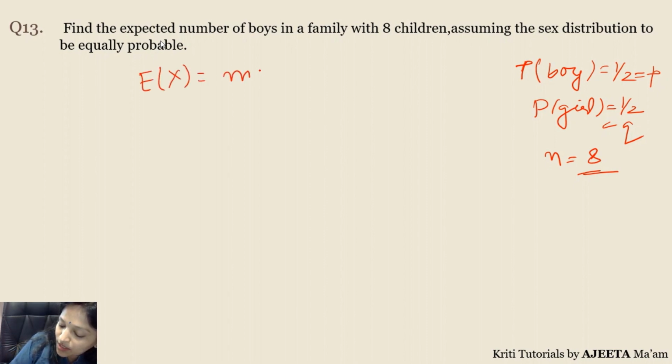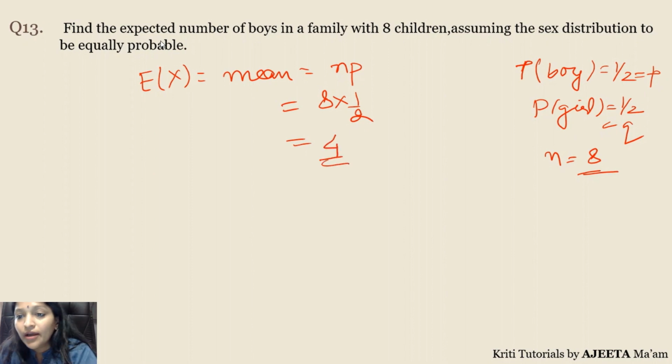Correct? Now expected number of boys. Expected means mean, and that is NP. N is 8 and it is 1 by 2. So that is 4. Correct? So this is the expected number of boys. As I said, expected means mean. So that is a simple one line answer.